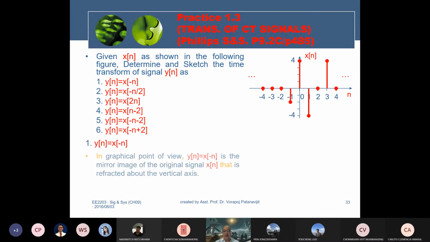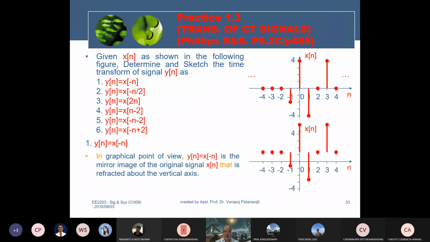In the graphical point of view, yn equal to x minus n is the mirror image of the original signal xn, that is, reflected about the vertical axis. The signal xn in here, x minus n, you flip with respect to the vertical axis, is here.